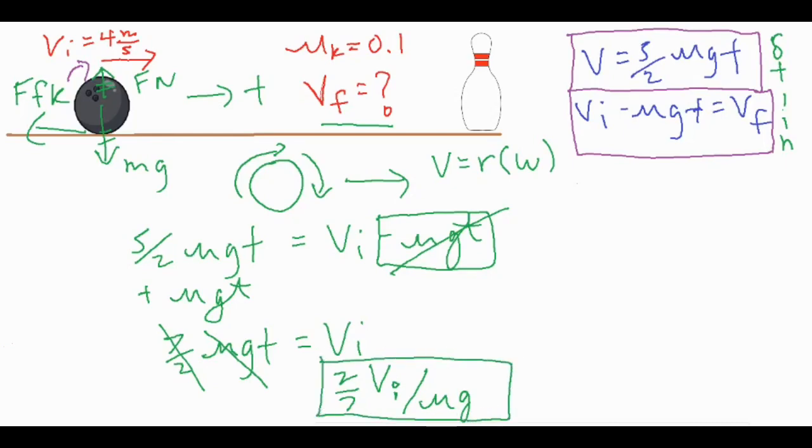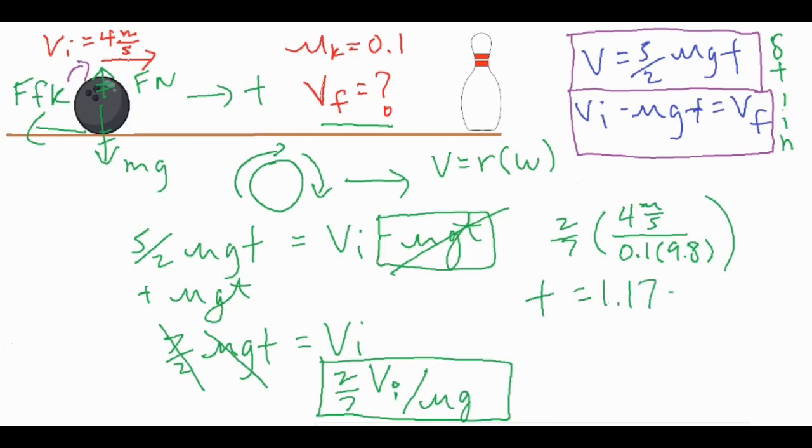And then if I take 2/7 times VI of 4 meters per second over the mu of 0.1 times 9.8, we get our time of 1.17 seconds. Now after that, if I take that time and plug it into either one of these formulas, I would be able to get my VF.